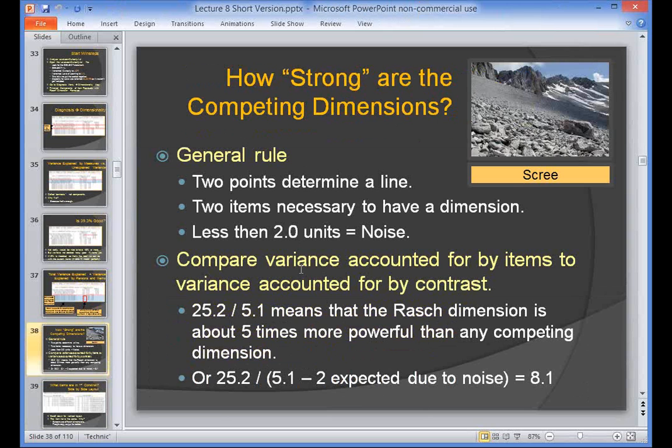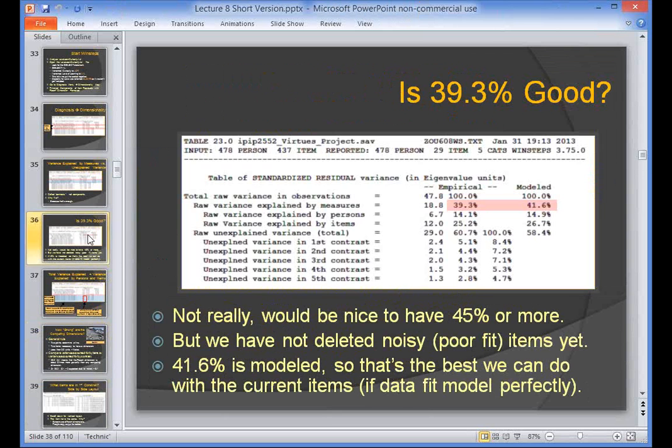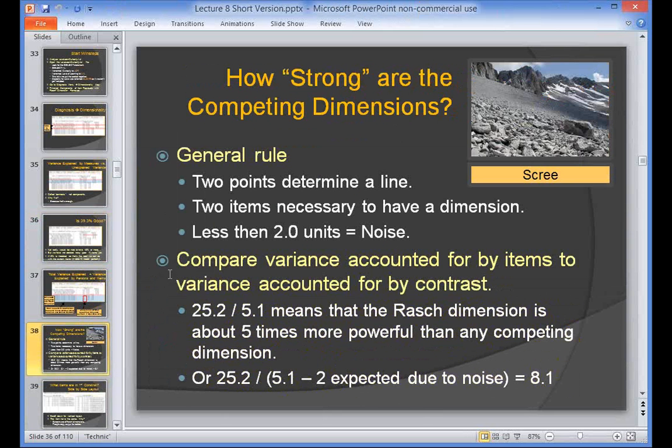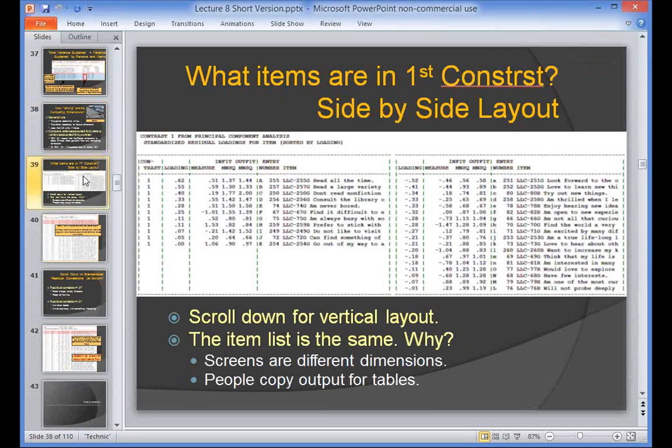Another way to look at this, which would be totally defensible, would be to say, well, we expect the noise to have 2 eigenvalue units anyway, so it wouldn't be 5.1 because that's actually a percentage, but we could say 2.4 minus 2, we could say that the first contrast actually has 0.4 eigenvalue units of signal, and that's going to make our Rasch dimension appear to be much more significant, right? Because two of those eigenvalue units are supposed to be simply noise.